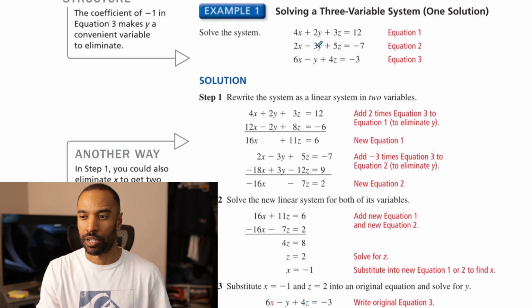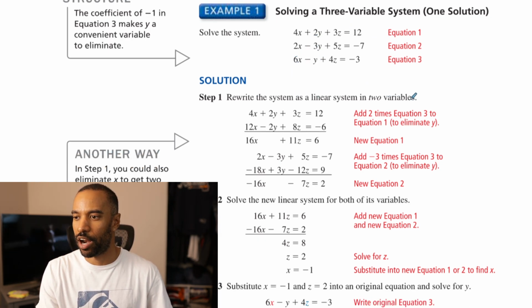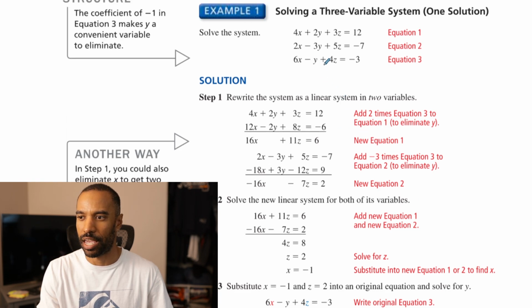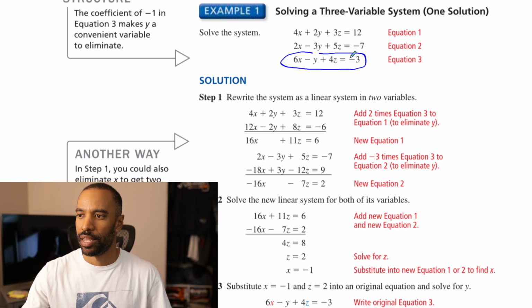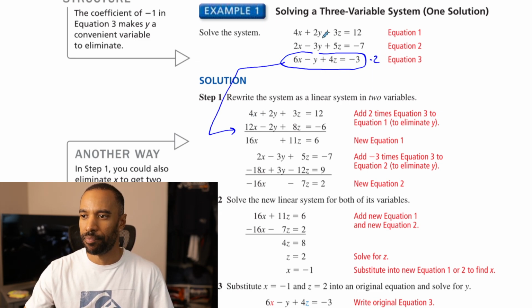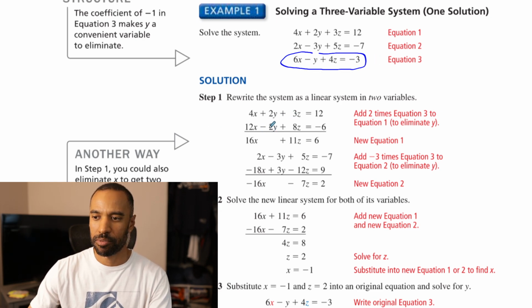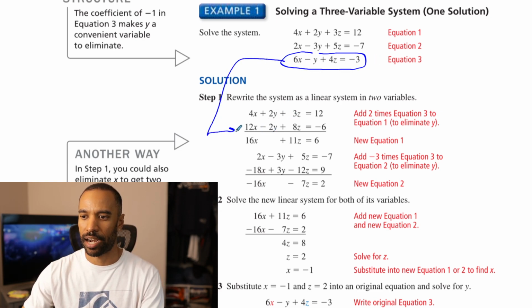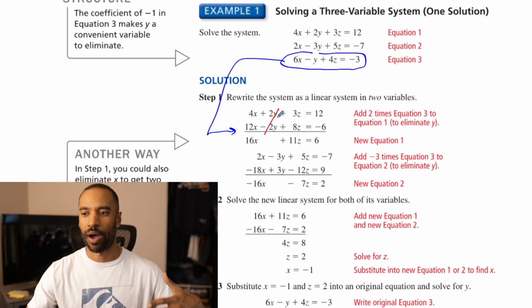I don't even know what method they're going to choose. They're going to rewrite the linear system in two variables. Looks like they're going to use the elimination method and get rid of y. Now, if you notice what they did here, they took this bottom equation and multiplied everything by 2. Why did they multiply everything by 2 in the bottom equation? So that this negative y turns into a negative 2y. So that it becomes the additive inverse of the positive 2y, so they together can cancel out and y is eliminated.